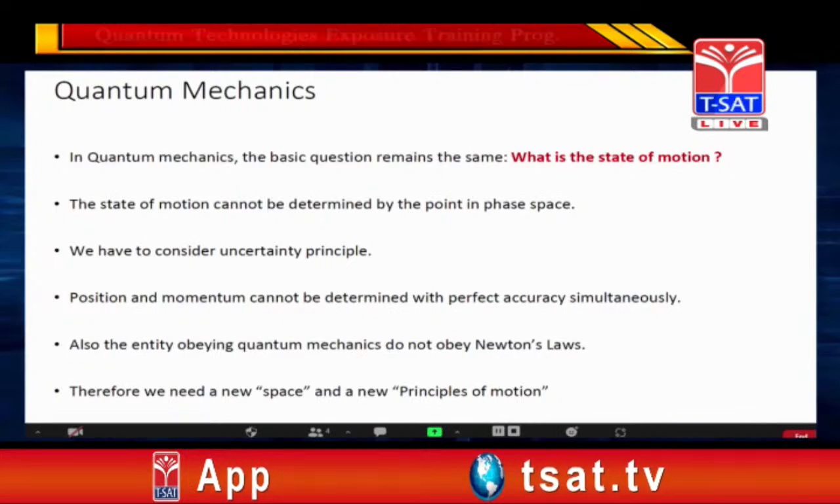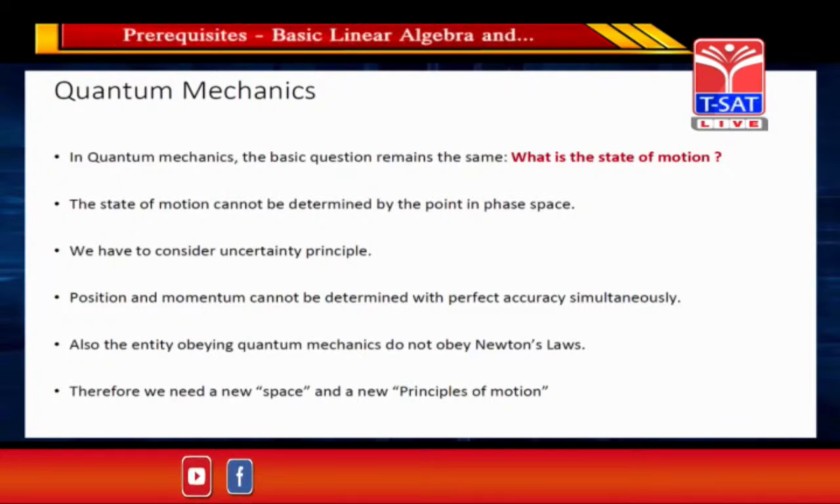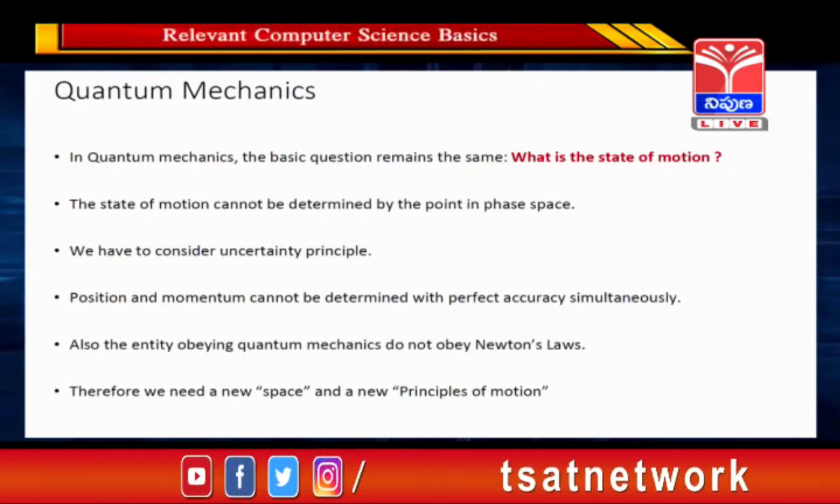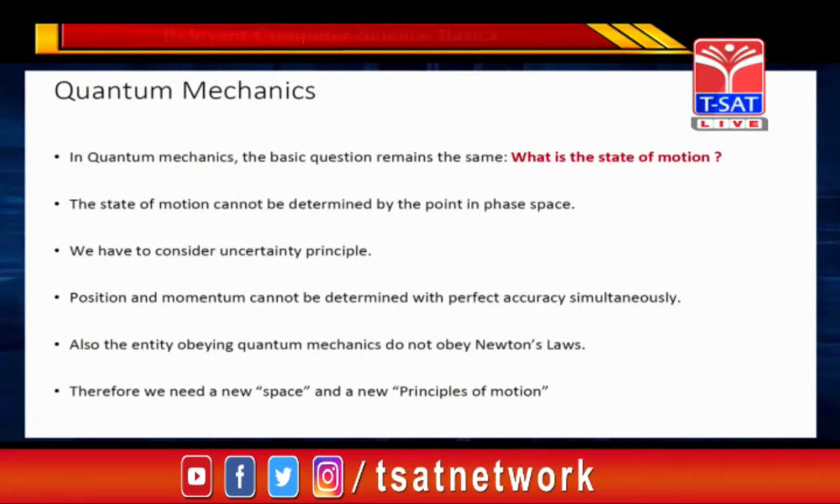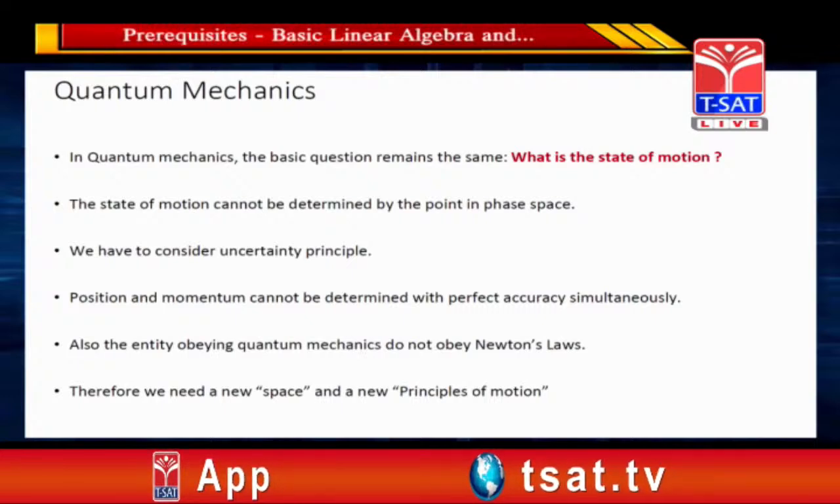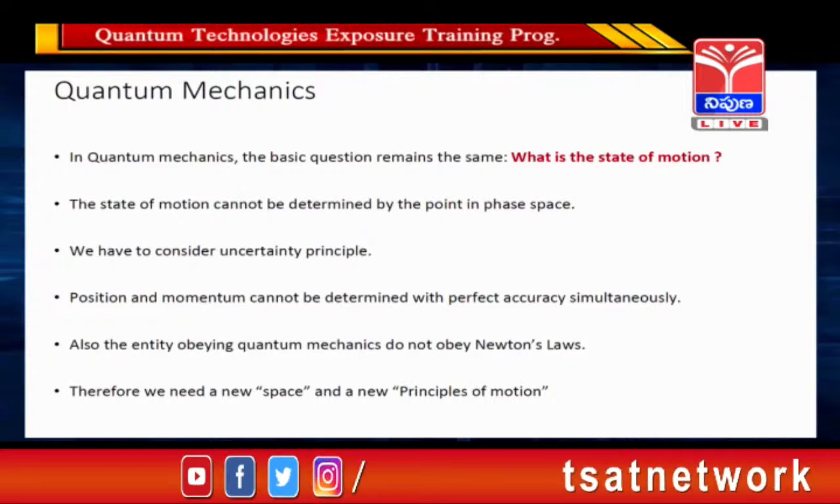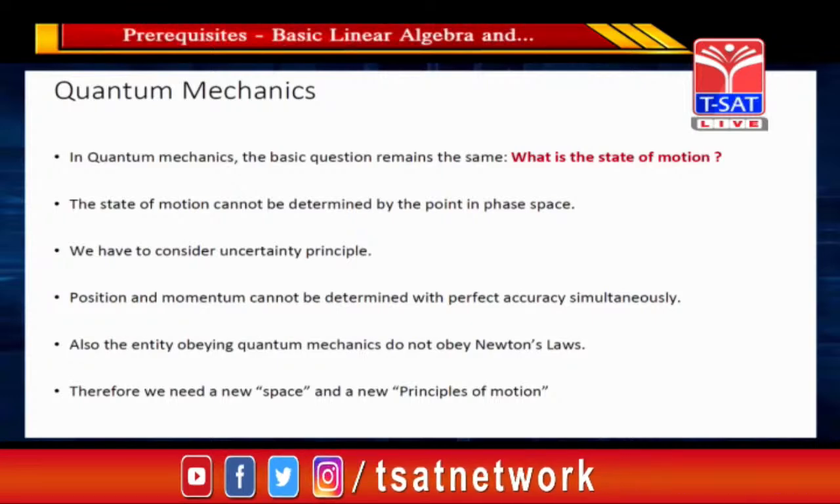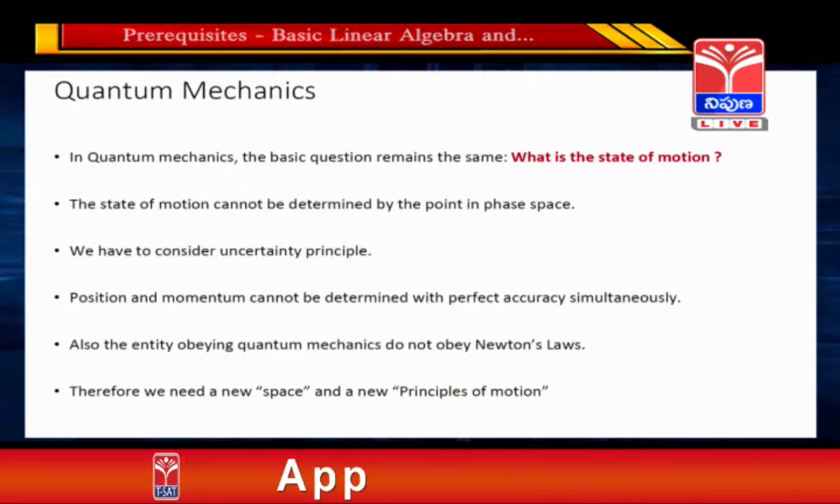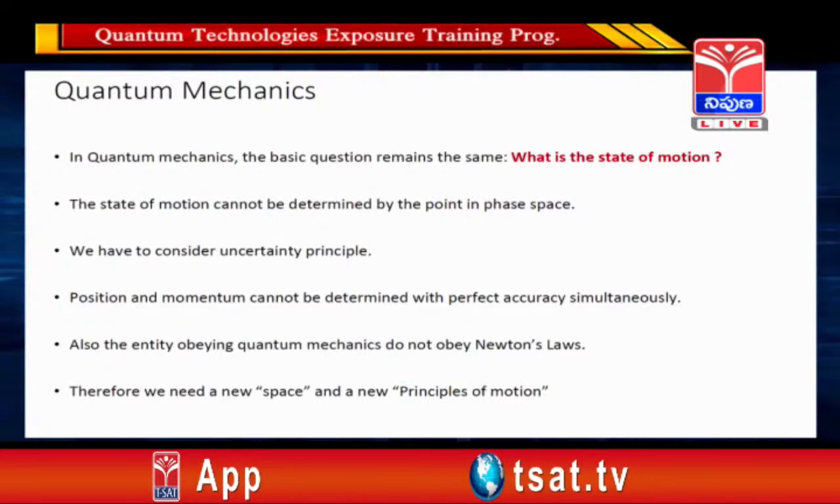So we understand that phase space is not adequate to describe the state of motion of a quantum particle. So we cannot use phase space for quantum mechanical systems. Then what is the space? Also, quantum mechanics does not obey Newton's laws. Therefore we need a new vector space to describe the state of motion of a quantum mechanical particle, and also we need to know new principles of motion.